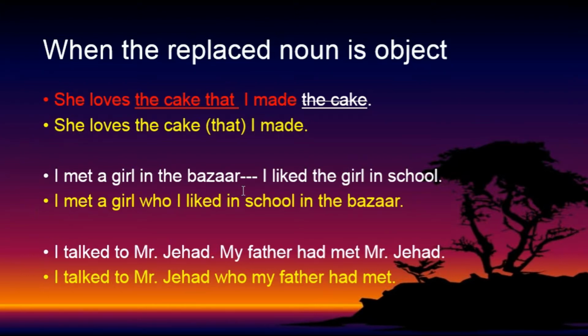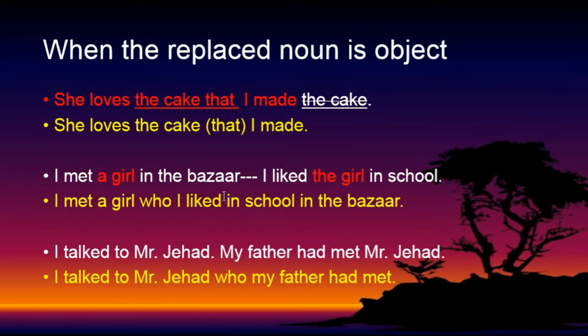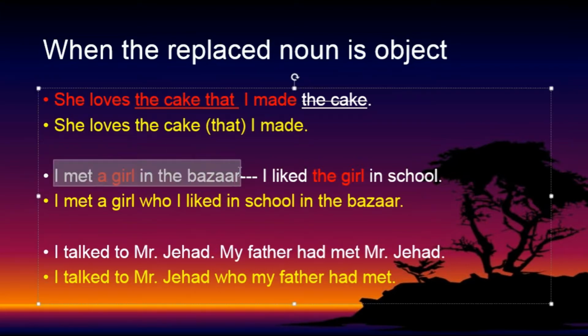I met a girl in the bazaar. I liked the girl in school, right? So the repeated noun is a girl or the girl. Okay, so I met a girl in the bazaar. I liked the girl in school. Okay, so this is my first sentence. Because it's a girl, I can use who or that, right? It's a person. So I will write this sentence just like it is.